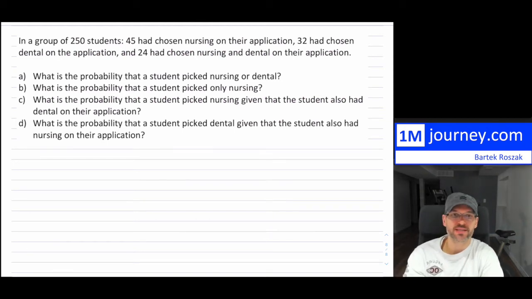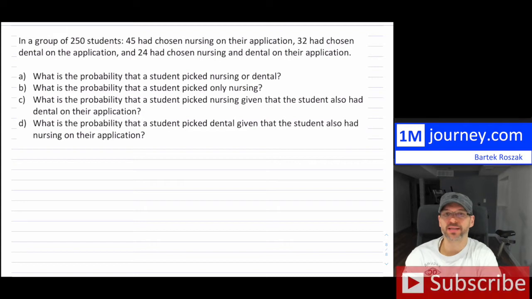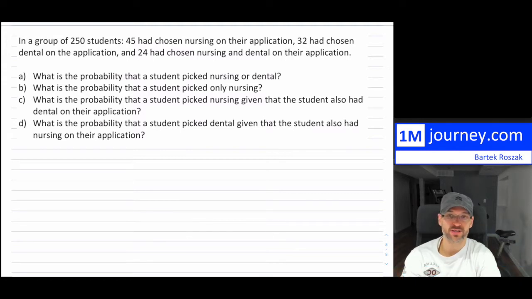Okay, so in this example, it's a probability example, actually a conditional probability example. We have a group of 250 students. 45 had chosen nursing on their application, 32 chosen dental, and 24 had chosen both nursing and dental on their applications. All right, so let's try to answer these questions.